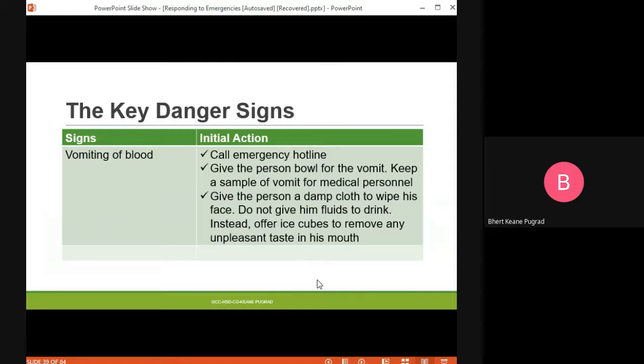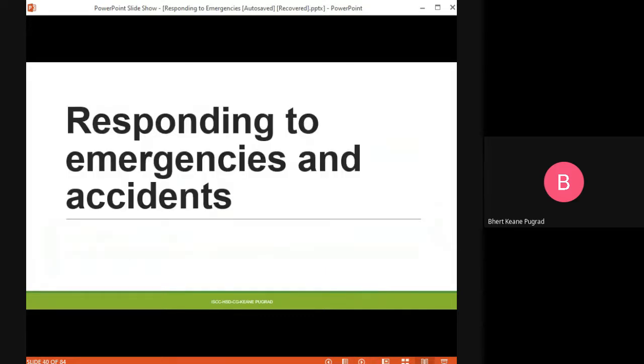Okay? Or sorry, do not give him fluids to drink. So instead of giving water, we could offer ice cubes or ice chips to remove the unpleasant taste in the patient's mouth. Okay? So wag mong pakainin, wag mong painumin, magbigay ka lang ng ice chips or ice cubes. Okay. So let's move. So those are the key danger signs.